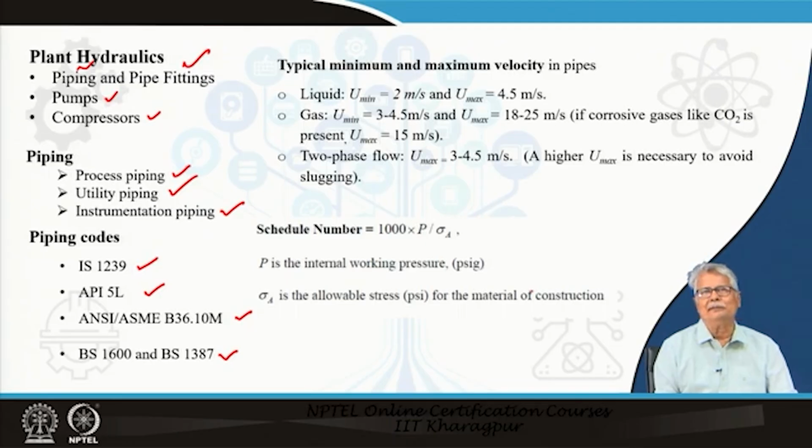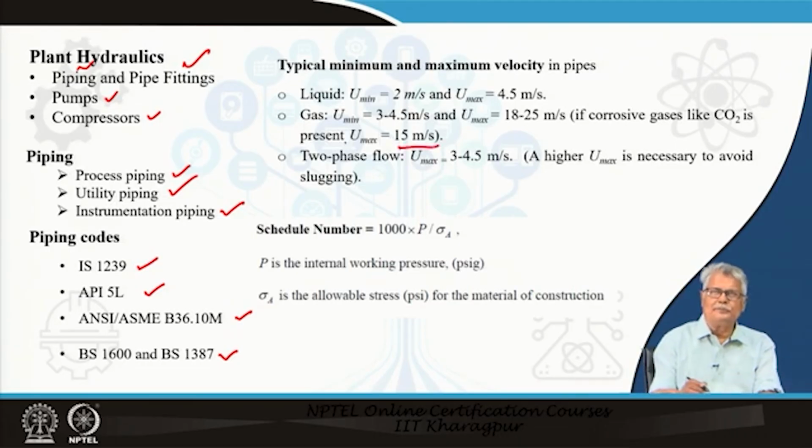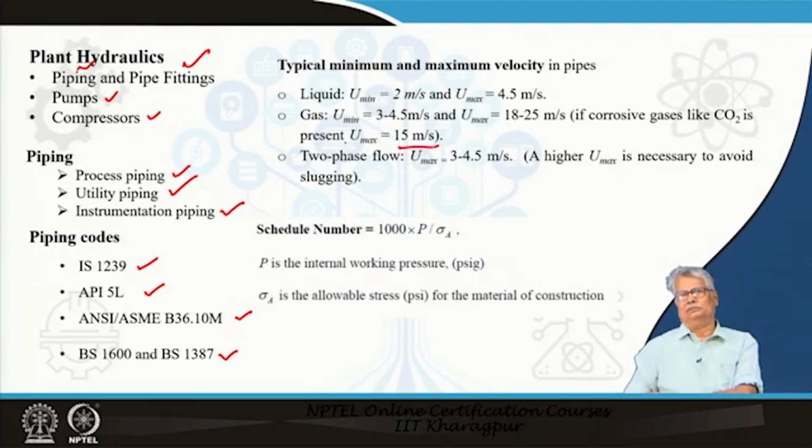You have maximum and minimum velocity limits. Typically, the limits are 2 and 4.5 meters per second for liquids; for gas it is higher. The minimum is 3 to 4.5 meters per second, and your maximum limit is typically up to 25 meters per second, and quite naturally, if the gas is corrosive, something like carbon dioxide, it is limited to about 15 meters per second. The reason is simple.